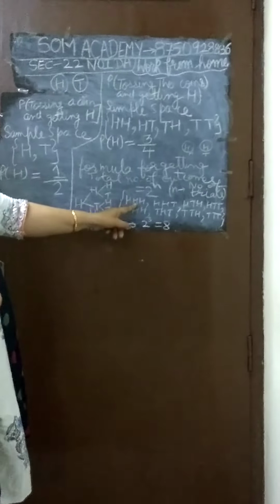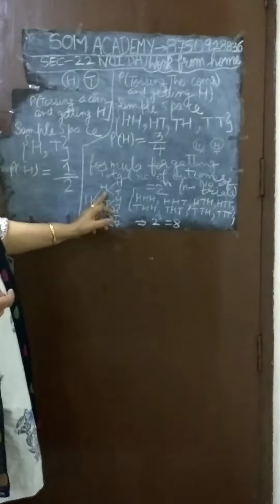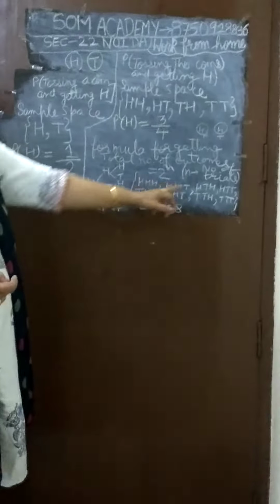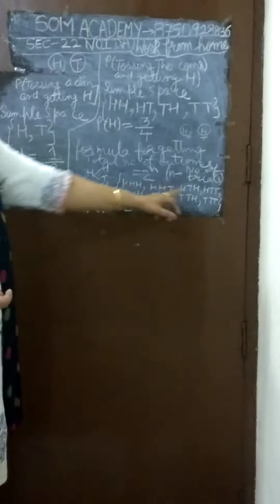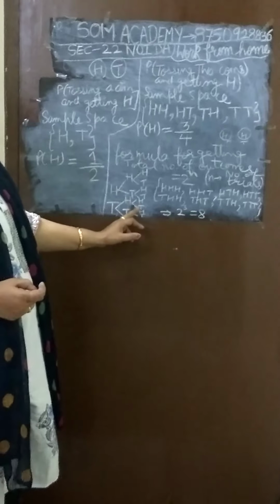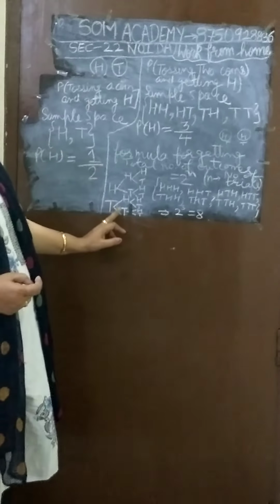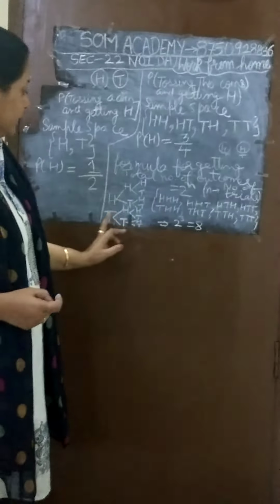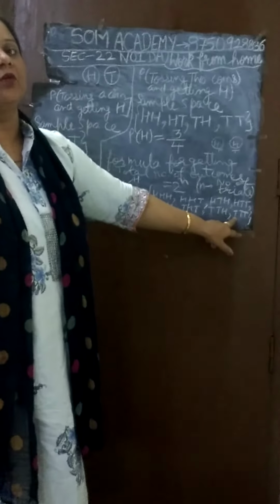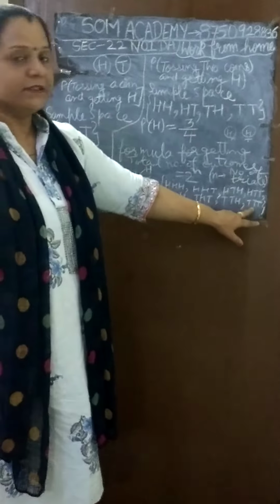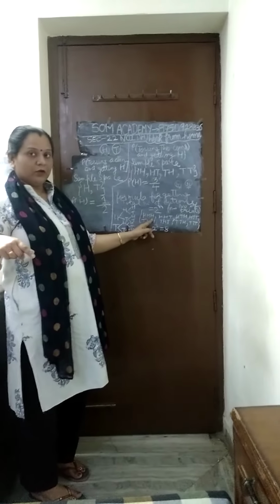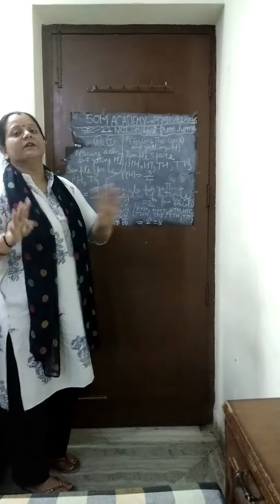Head, head, head, written here. Head, head, tail, written here. Head, tail, head. Head, tail, tail. Tail, head, head. Tail, head, tail. Tail, tail, head. Tail, tail, tail. Means on all the 3 coins you are getting tail, tail and tail. On the 3 coins you are getting head, head, head. On the first 2 coins head, head and the third is tail.